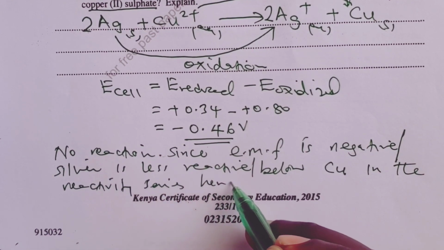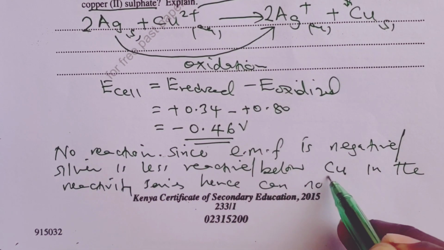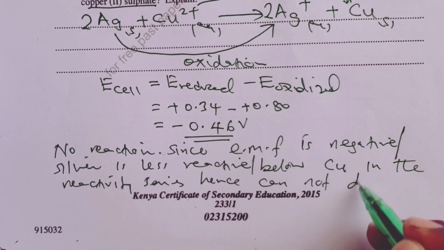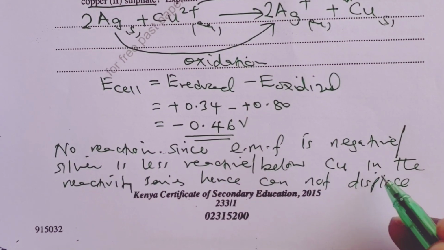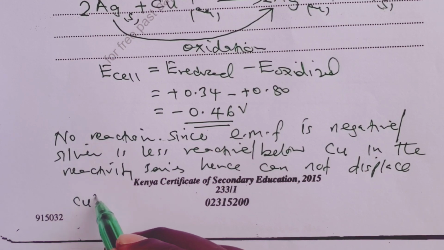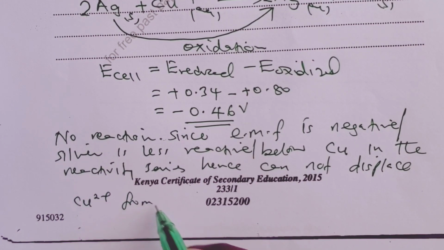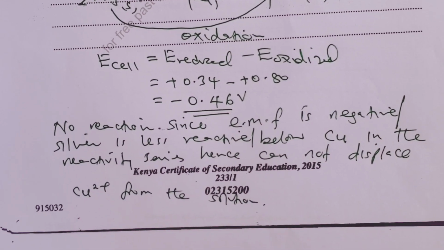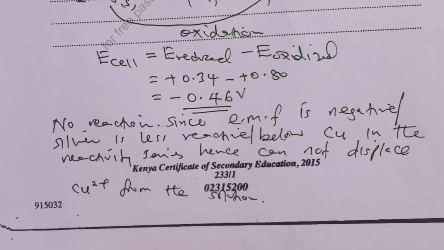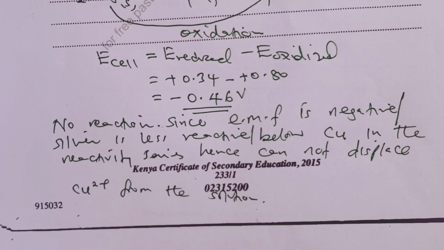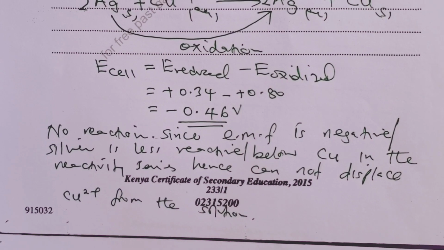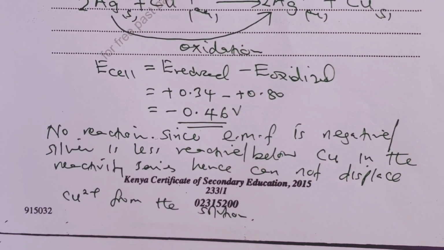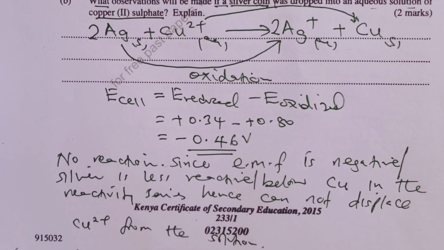Hence, it cannot displace copper 2 ions from the solution. The solution that we have here is copper 2 sulfate solution. So it was rather a very long question, but we are here to explain to our learners how to approach a similar one should it be tested.